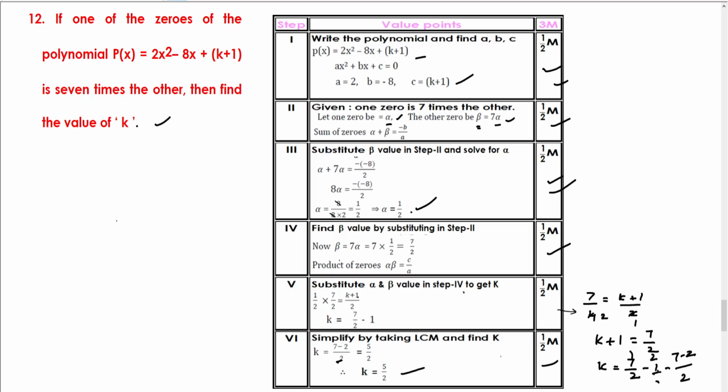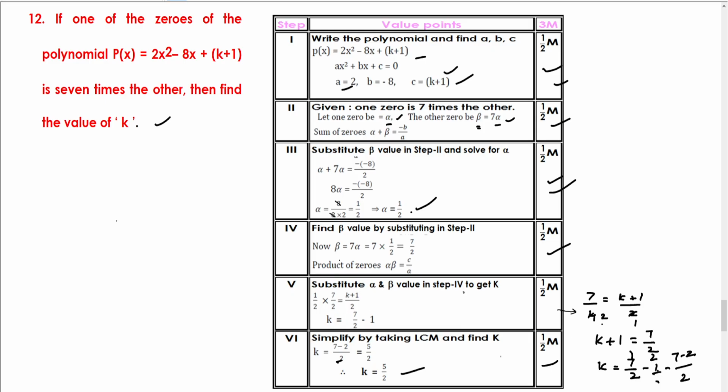Now, substitute the alpha value, you already got 1 by 2. The beta value, you already got 7 by 2. And c by a, c is here on the top, k plus 1, upon a which is 2. Be careful. Correctly substitute and multiply them. 7 into 1 becomes 7. I have written outside, 2 2s are 4.